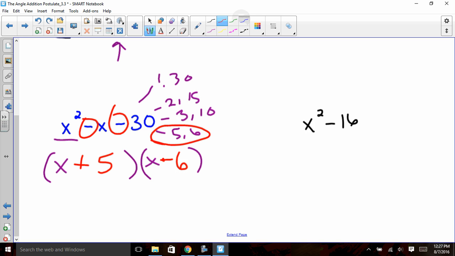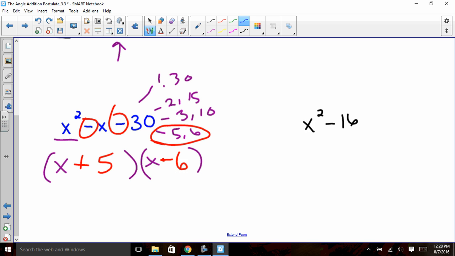Okay, last problem. X squared minus 16. This one's a little different than all the other ones. If I have just 2 terms, I'm going to take a look. Are both of those perfect numbers? Meaning they can only have one number multiplied into itself. So our perfect squares, if you can't remember, are 1, 4, 9, 16, 25, 36, 49.